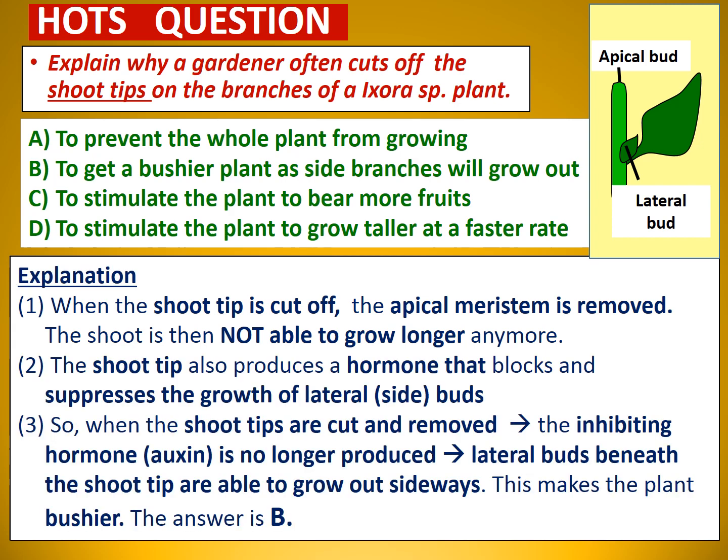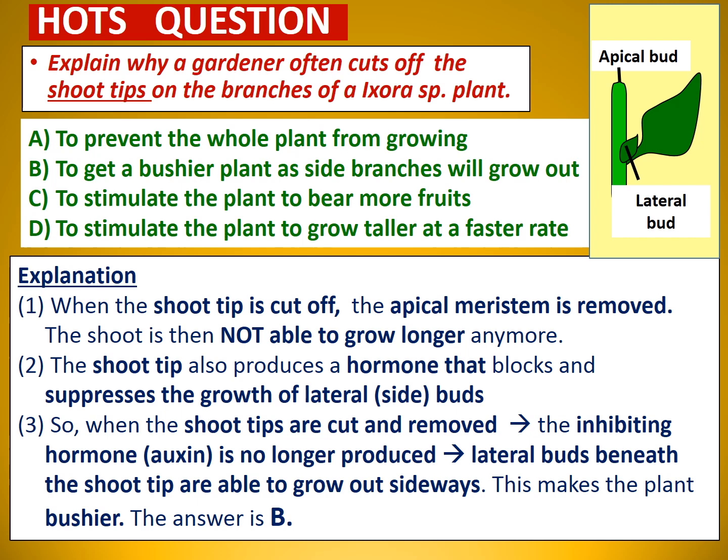When the shoot tip is cut off, the apical meristem at the shoot tip is removed. Since the apical meristem is the tissue that has cells that divide actively to produce new cells for growth, without the apical meristem, the shoot will not be able to grow longer anymore. It cannot grow at all.